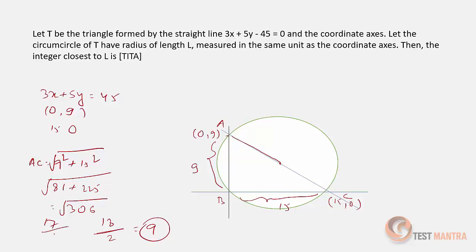As 17, if we take 17 by 2, that is nothing but 8.5. So I want the nearest value, which is nothing but 9 here. My value is supposed to be nothing but 9.